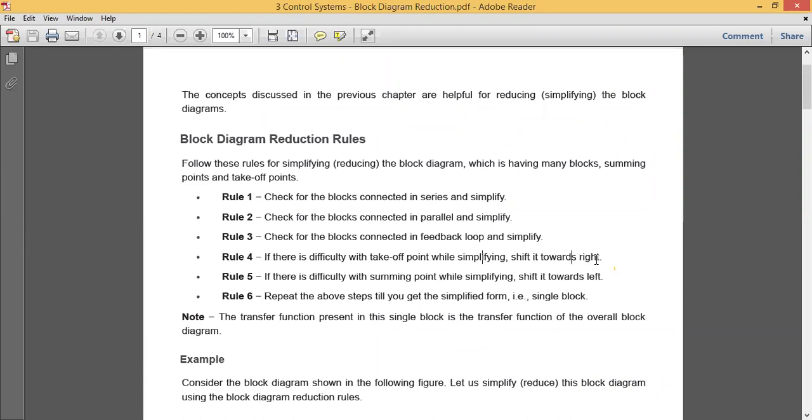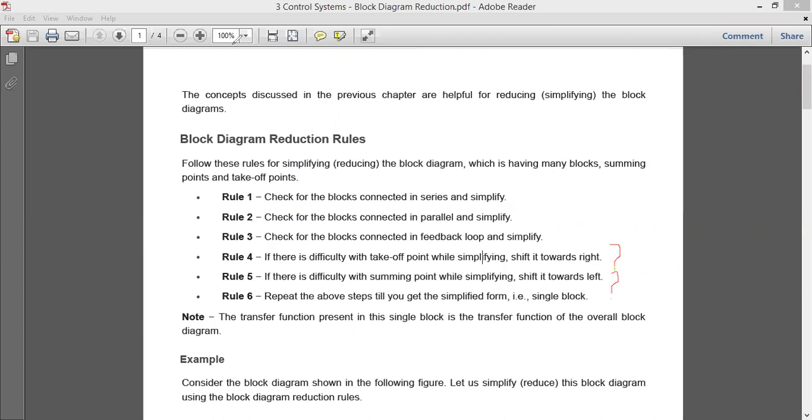Okay, it should be as possible as. Then if you have a summing point, make it towards the left side. Now the question here is why I should shift it to the right side. First question. Now another question here is why I should go for shifting your summing points towards the left side. This is the question mark and this is the question mark here.